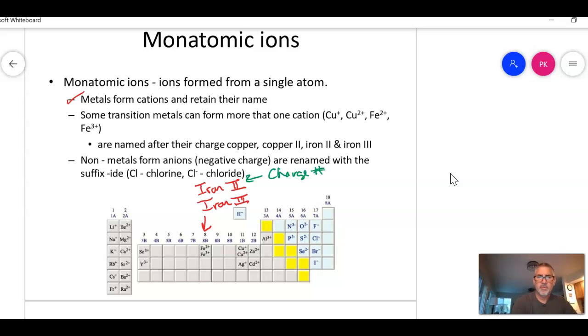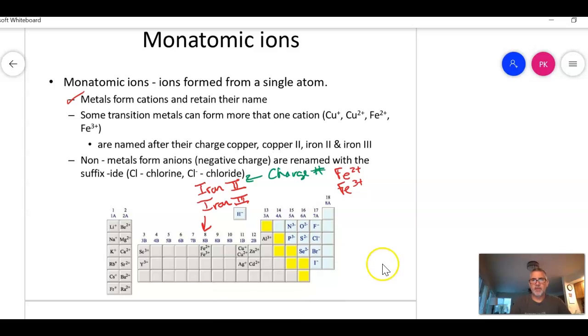So iron 2 means it forms iron with a 2 positive charge. Iron 3 forms iron with a 3 positive charge. So I would have to tell you if it's iron 2 or iron 3, so you would have to know the charge. If it's in a compound, I'll show you how to figure out the charge from that. So some transition metals, like I said.